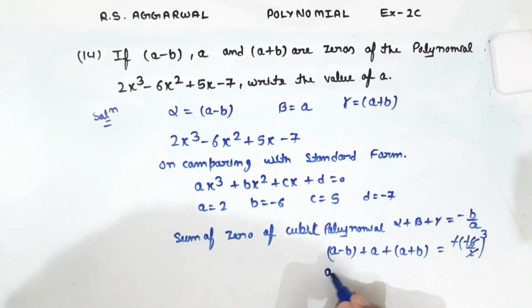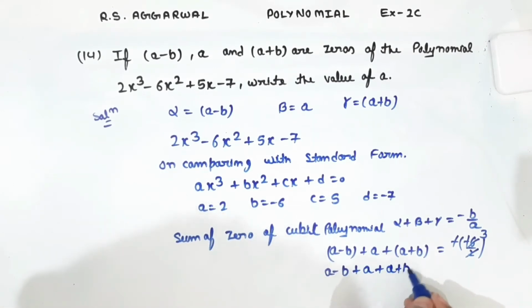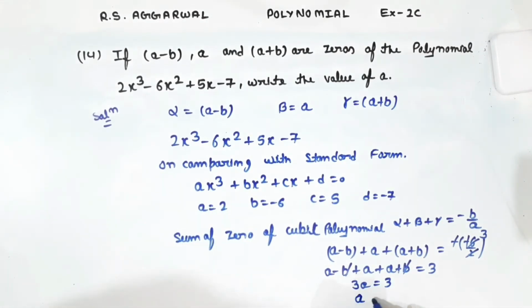From here, a minus b plus a plus a plus b equals 3. So b will be cancelled out. A plus a plus a will be 3a equals 3. So from here a will be equal to what? 1.